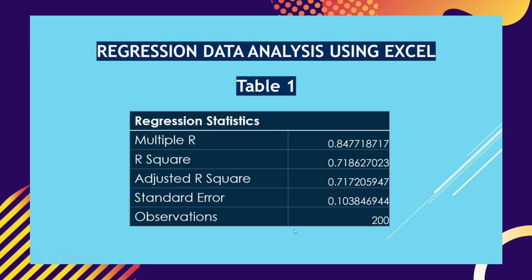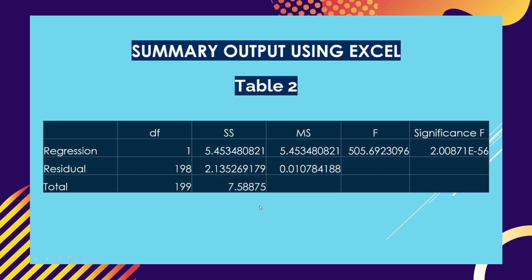So first, I input all 200 data into regression data analysis in Excel, and then obtain the value of 0.84 in multiple R and 0.71 R square, with a different adjusted R square, and 0.1 standard error. In summary, from the output using Excel, the significance F of the regression is 2.00 to the power of negative 56, so very, very low.